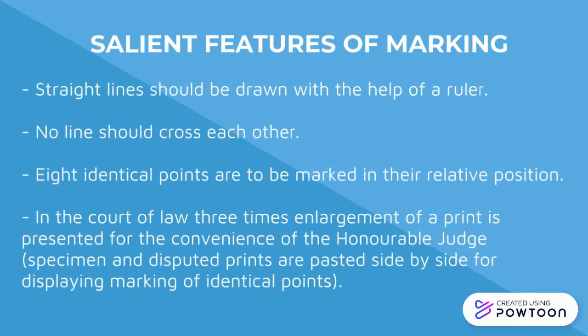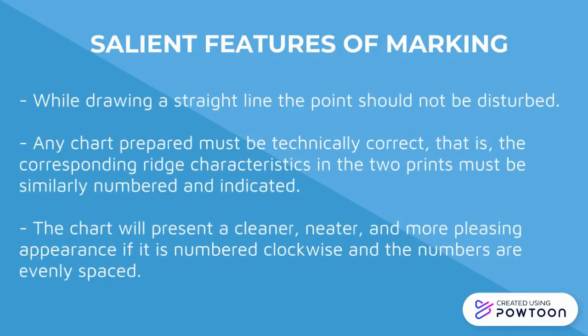A straight line should be drawn with the help of a ruler. No lines should cross each other. 8 identical points are to be marked in their relative position. In the court of law, 3 times enlargement of a print is presented for the convenience of the honorable judge. Specimen and disputed prints are pasted side by side for displaying marking of identical points. While drawing a straight line, the point should not be disturbed.